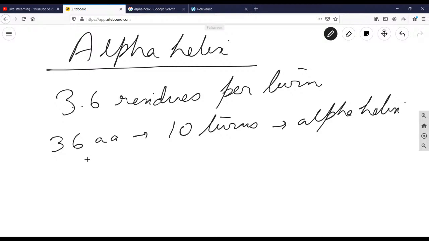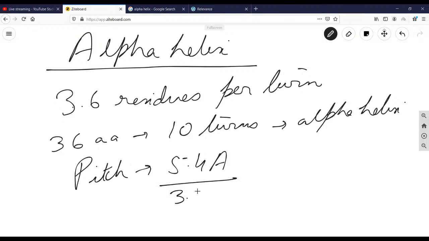You can say the pitch of the helix is 5.4 angstrom. Okay, and 3.6 amino acids are there per turn. So 5.4 by 3.6, if I do, I'll get 1.5 angstrom. So that will be the distance between the two amino acids. That is known as rise per residue. This is also known as rise per residue.